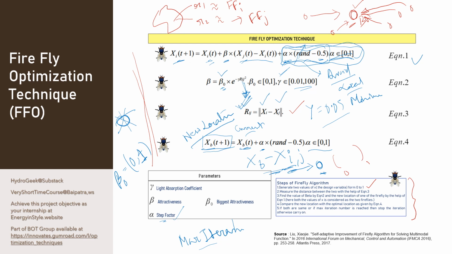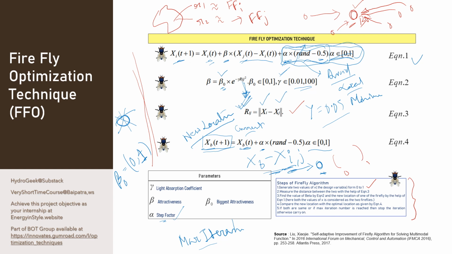So you multiply it with e to the power minus r gamma. Gamma is again another parameter. It is known as the light absorption coefficient, and it can also vary between 0.01 to 100.